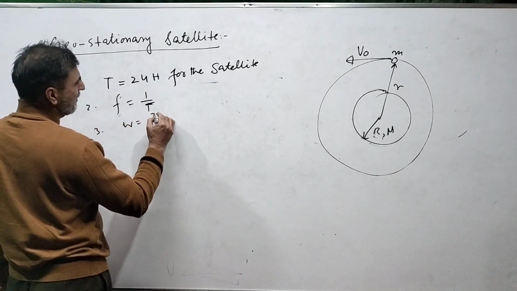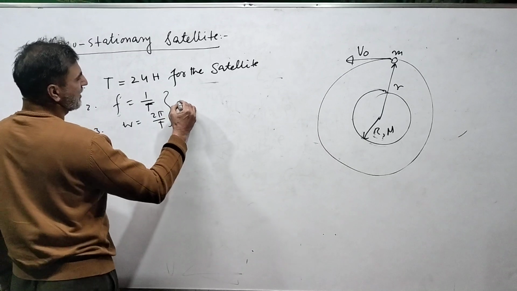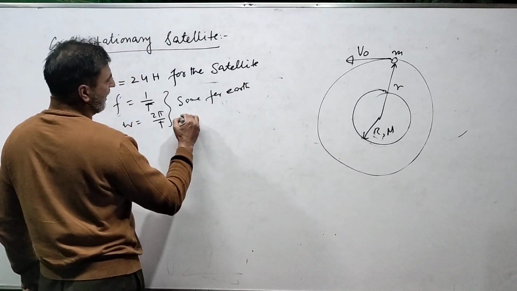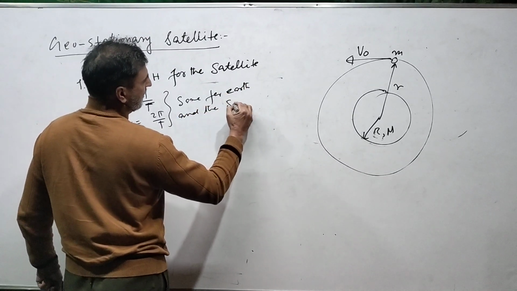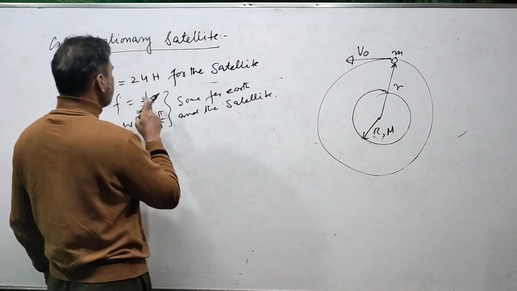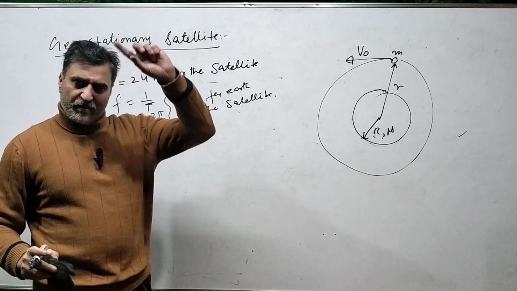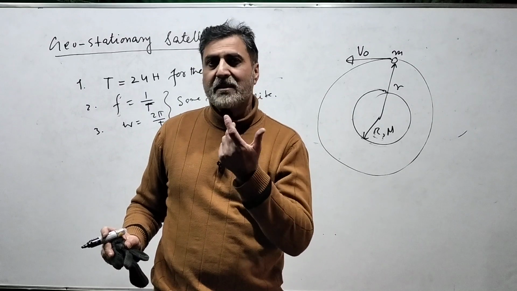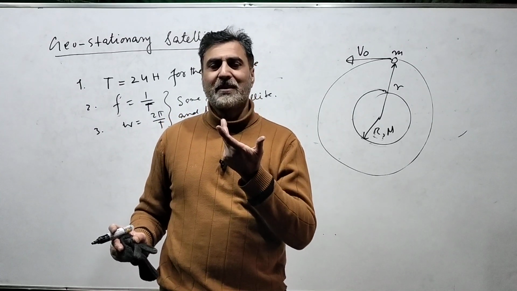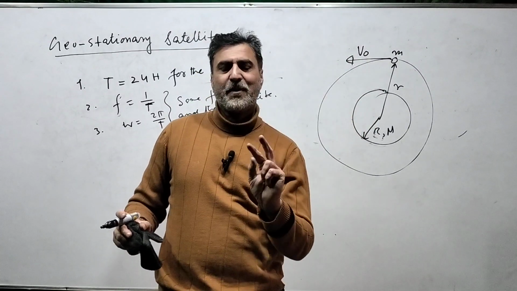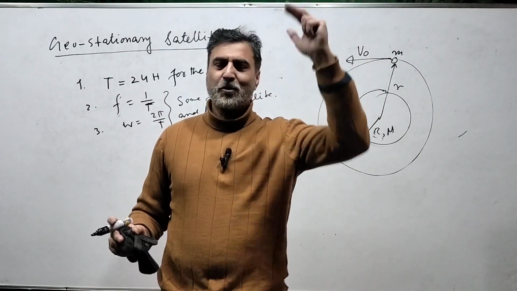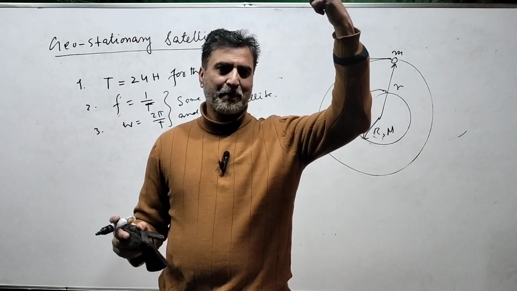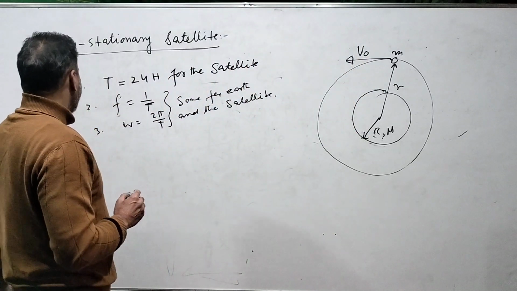Omega is equal to 2 pi by T, which should be the same for the Earth and the satellite. The time period of the satellite around the Earth is 24 hours, the same as the time period of the Earth about its own axis, making day and night in 24 hours. The frequency of the satellite is the same as the frequency of the Earth about its own axis. Omega, the angular frequency, is also the same for the Earth and the satellite. Okay?